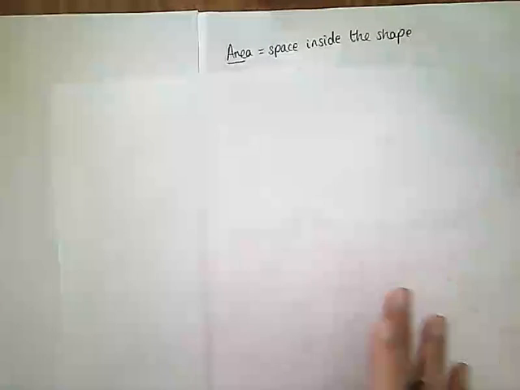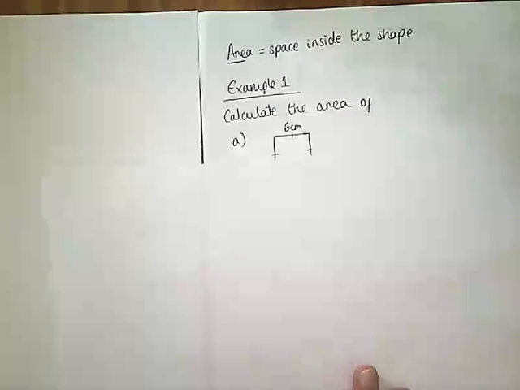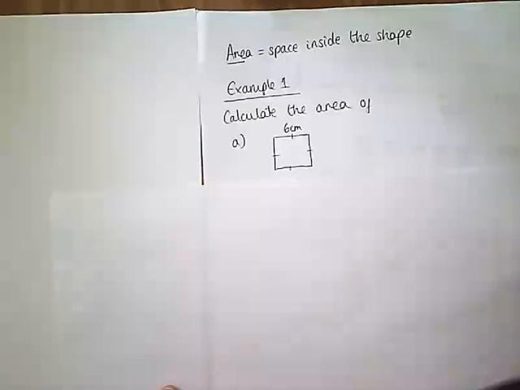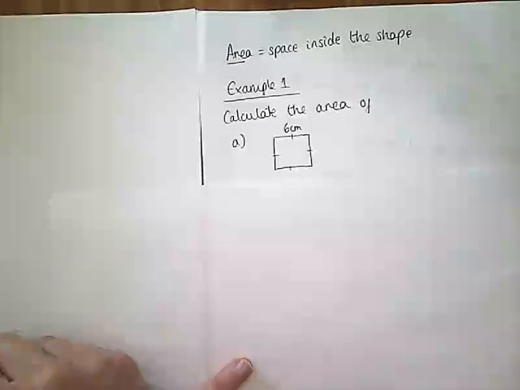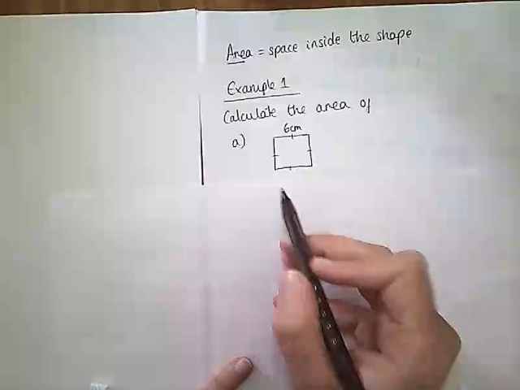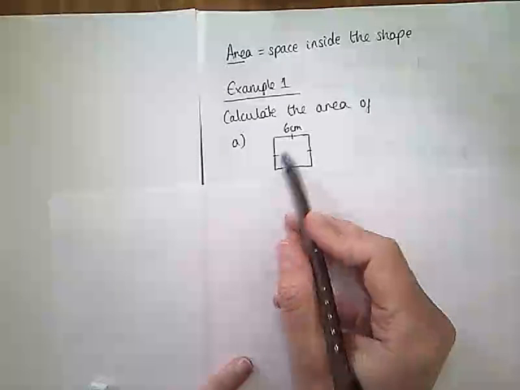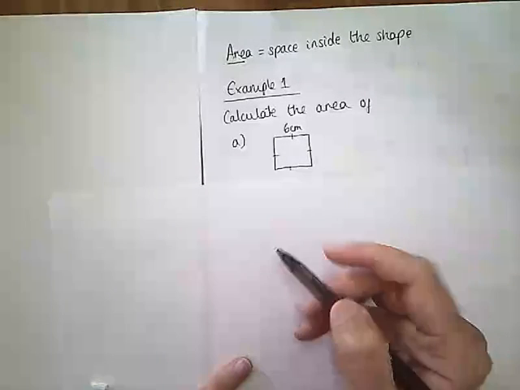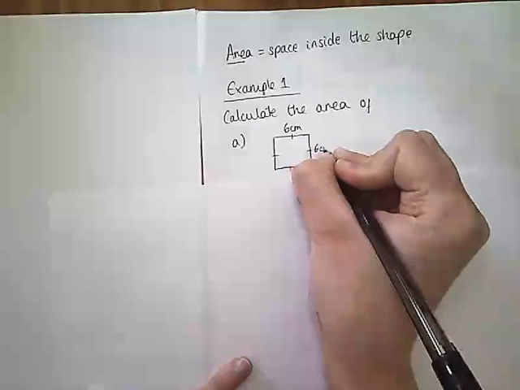Okay, so we're going to start off with example 1, and I've asked you to calculate the area of this shape. Now this shape here, although it may not look like it, is meant to be a square. How can we tell that it's going to be a square? Well, we can tell because it's got these lines on it, and these lines mean that each of these sides is the same length. So that means that that is 6 centimetres as well.